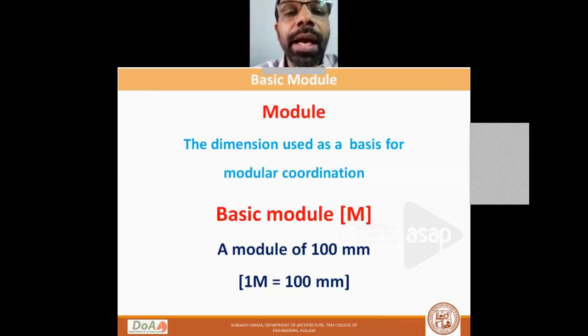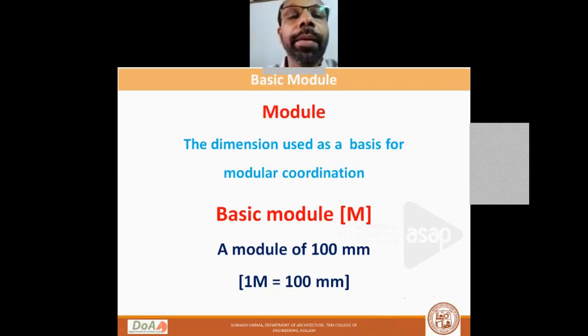Similarly, in Indian iconography and Indian sculptures, the concept of module is used, and the name of the module used is called tala. So you can see that there is Ashtatala, Navatala, Dashatala, like that. Which means 8 modules, 9 modules, and 10 modules, and so on.